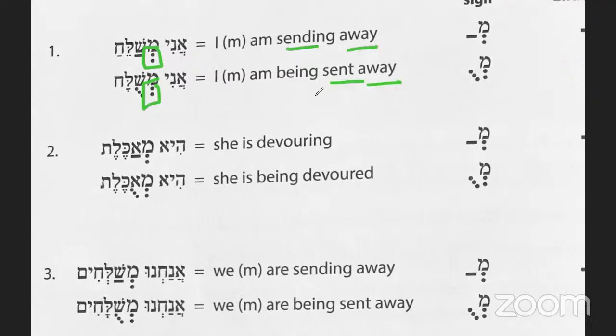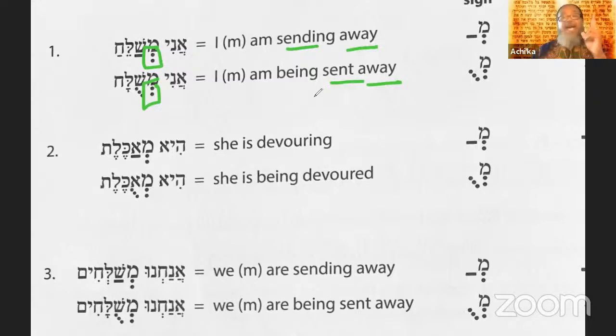One actively is this top one. This is the active sign, right? This little mark right here, that's the active. This is the passive. That's why it's being sent away. This one is actually sending, actively sending away. The other one is being sent away, meaning passively, I am being sent away.